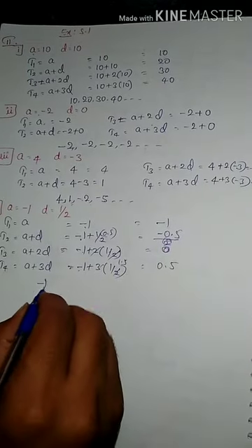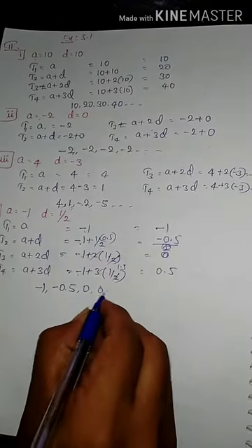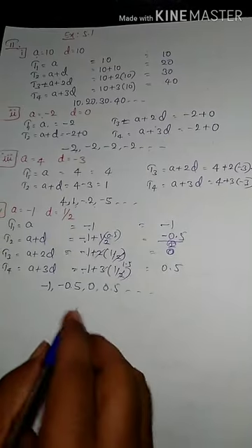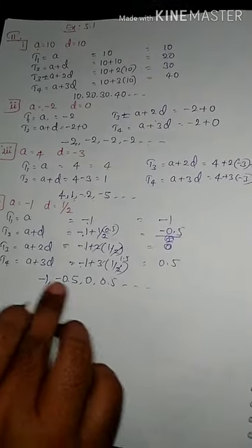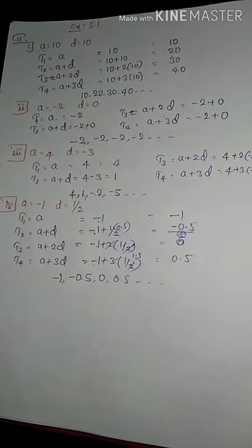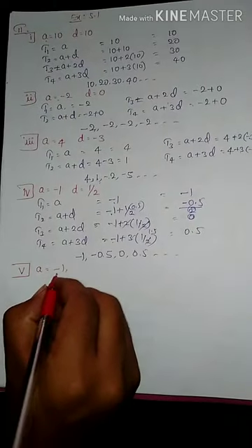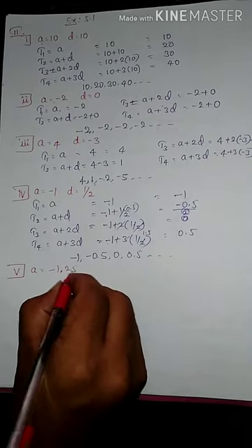Therefore, minus 1, minus 0.5, 0, plus 0.5, and so on are the first four terms of an arithmetic progression. And the common difference is the same. See, minus 0.5 plus 1 is plus 0.5, which is nothing but half. The next, fifth one: a is equal to minus 1.25.